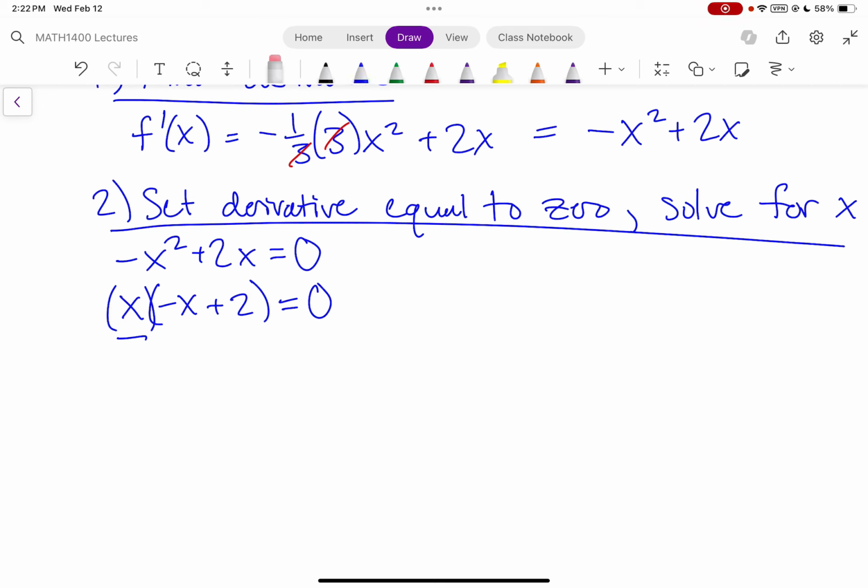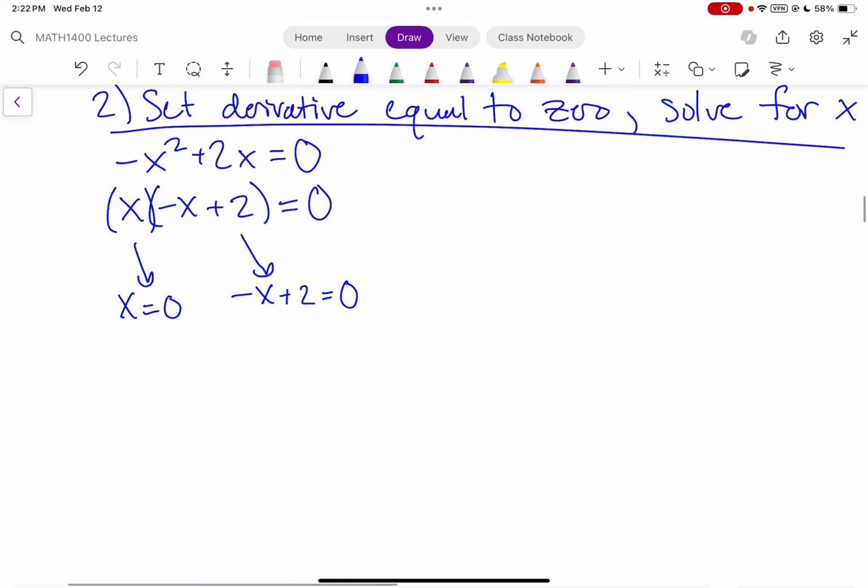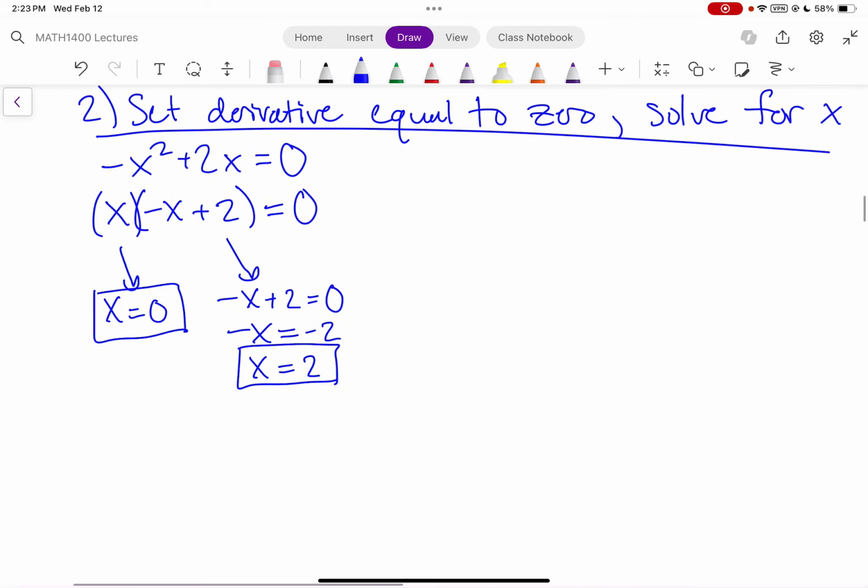Okay, and if we remember, whenever you have two things multiplied together that equal 0, that means you can take each of them individually and set them equal to 0. So x is equal to 0, and negative x plus 2 is equal to 0. This gives us negative x is equal to negative 2, which gives us x is equal to 2. So we have x is equal to 0 and x is equal to 2.